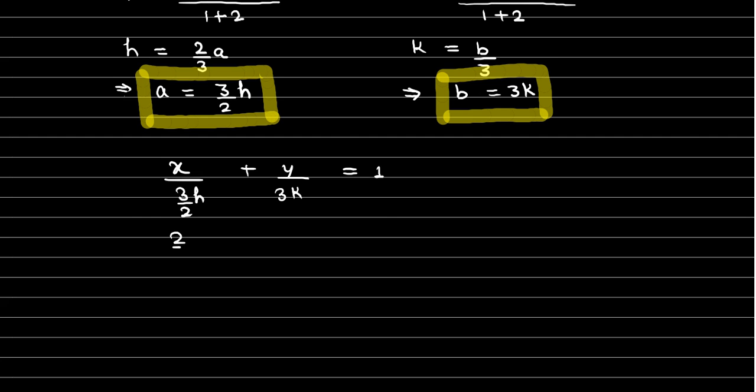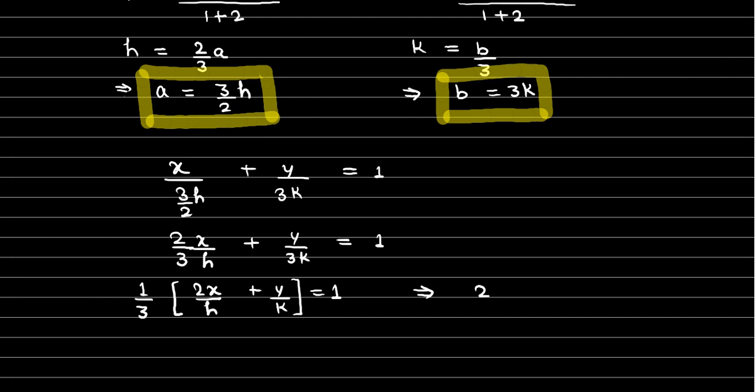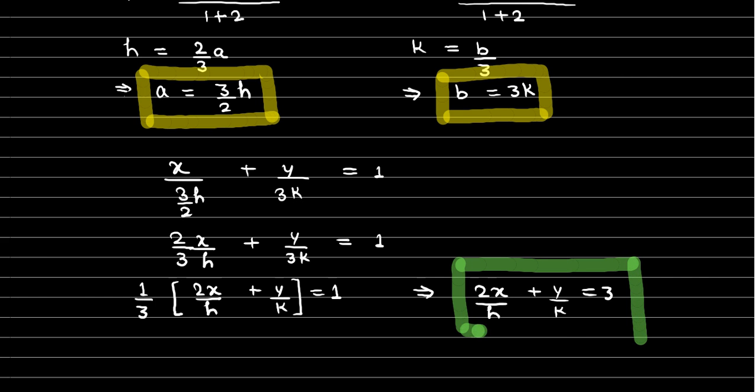I can take out 3 common. Taking out 1 by 3 common, we have this twice of x upon h plus y over k is equals to 1. That means we have the equation to be twice of x upon h plus y over k is equals to 3. So this gives us the equation of the line, which is given by this formula. Simple as that. Okay. So how easy it is to find these equations? If intercepts are not given to us, this is how we have to continue.